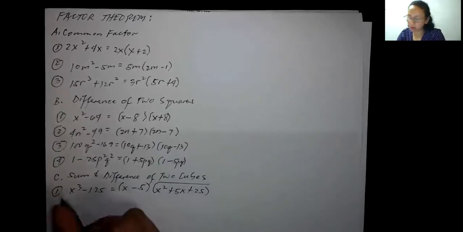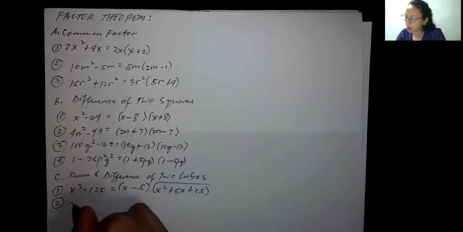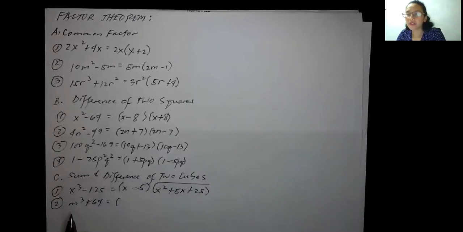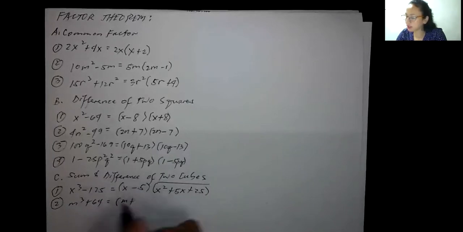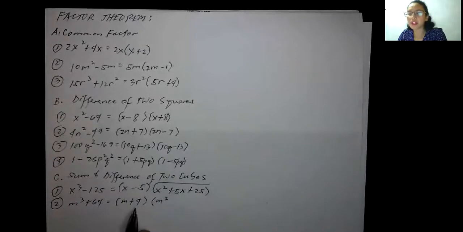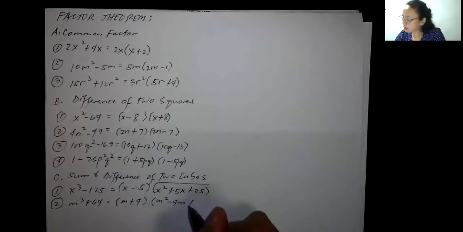What about another example? Suppose we have here m cubed plus 64. So again, what is the perfect cube root of m cubed? So it gives us m. Then since this is plus, we write plus here. And then what is the perfect cube root of 64? That is 4. And then the other factor is, what is the square of m? So that is m squared. What is the opposite product of this? So that is negative 4m. And then what is the square of positive 4? That is positive 16.